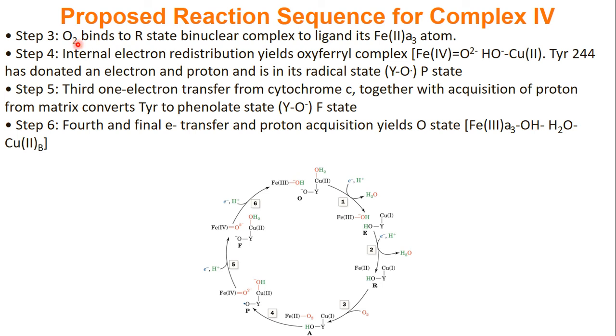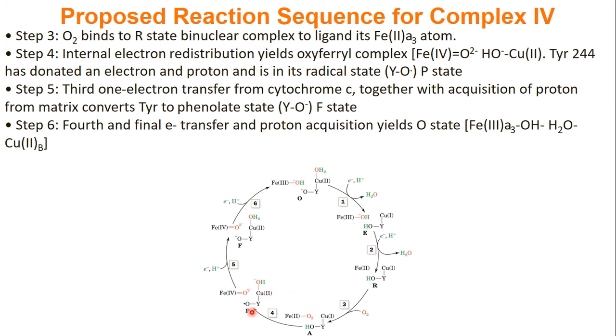So we have oxygen binding to our R state. Oxygen is going to come in and bind to our iron atom. Then we just have a movement of electrons between our reaction center here. So we have the hydrogen from tyrosine and one of the oxygens from iron. They're going to move and bind to our copper here. So that's what's going on here.